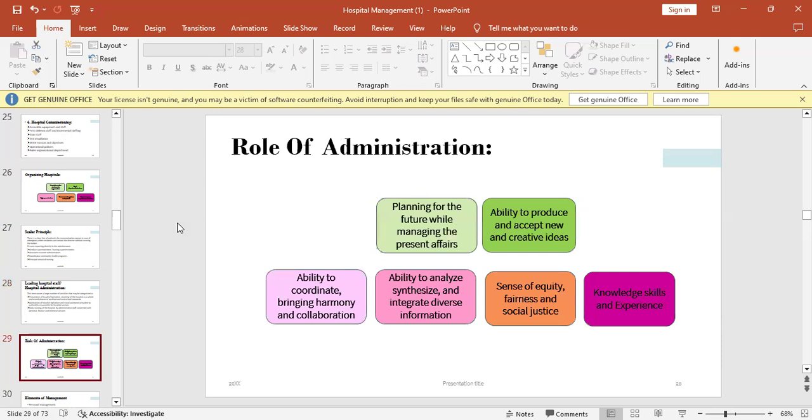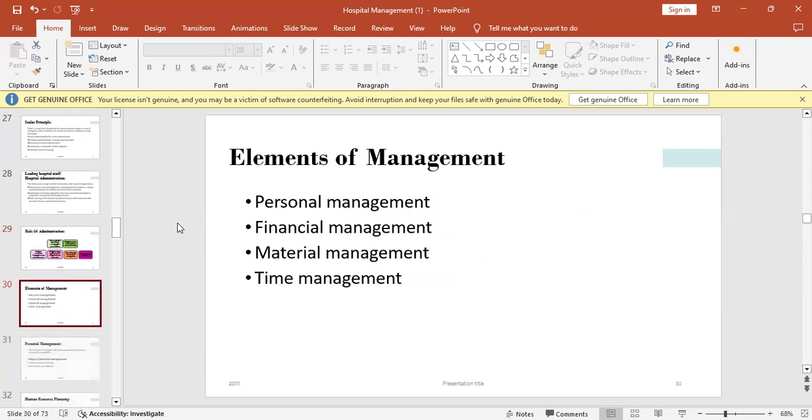The role of administration. They play a role in planning for the future while managing the present affairs, the ability to produce and accept new and creative ideas, the ability to coordinate, bringing harmony and collaboration, and the ability to analyze, synthesize, and integrate diverse information. They have a sense of equity, fairness, and social justice, and the administration has knowledge, skills, and experience.